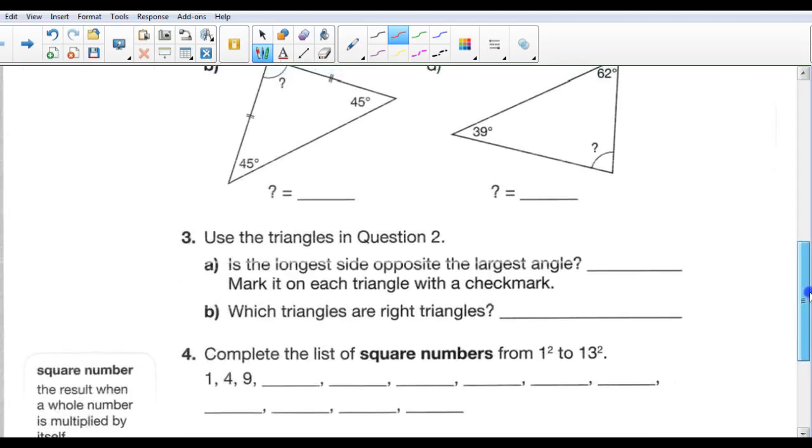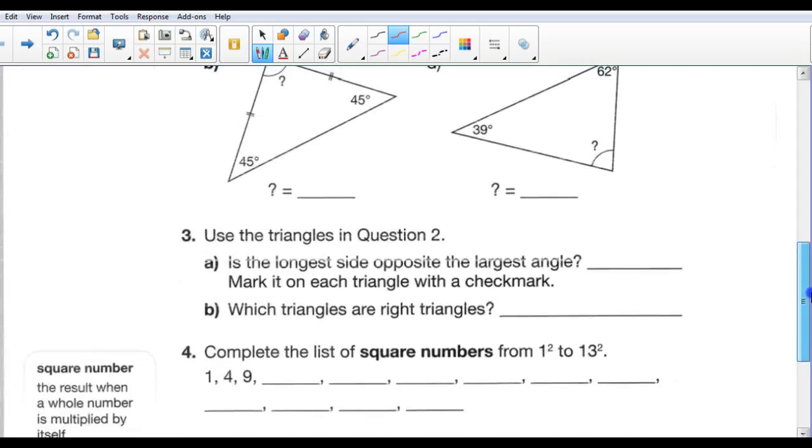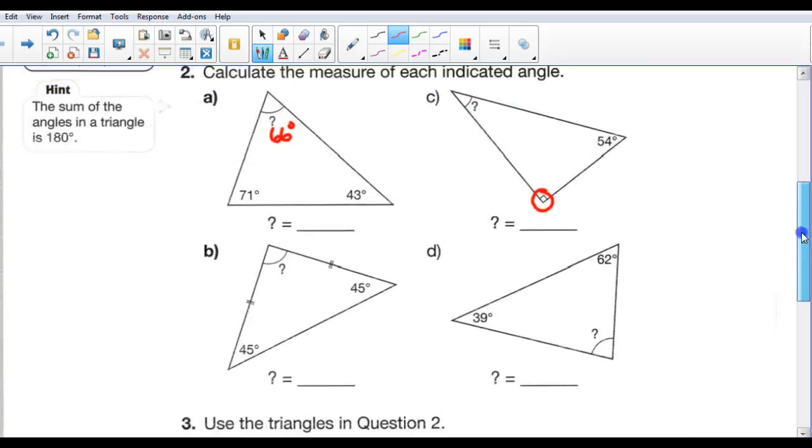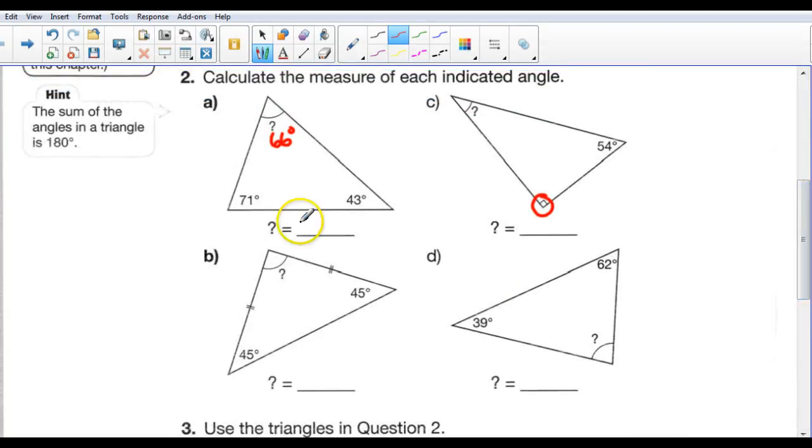Use the triangles in question 2. Is the longest side opposite the largest angle? Okay, so the longest side, we've got this one right here. Okay, we can say that's equal to 66 degrees. We'll write it there. The longest side opposite the largest angle. So this is 90 degrees here. That looks like the longest side. These are so close it's hard to tell, but I would say that this, if we took a ruler and measured this side right here, and it's opposite the 71 degrees, it'd be the largest. Looks like this angle here is the largest.